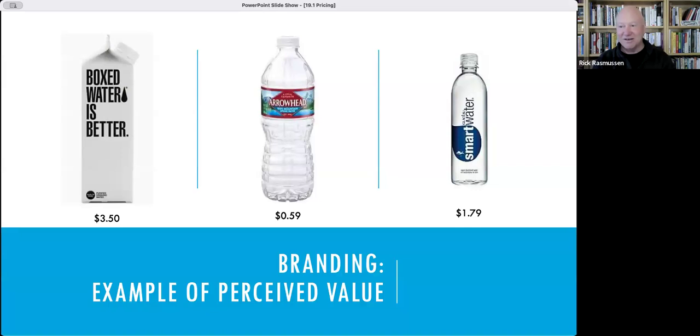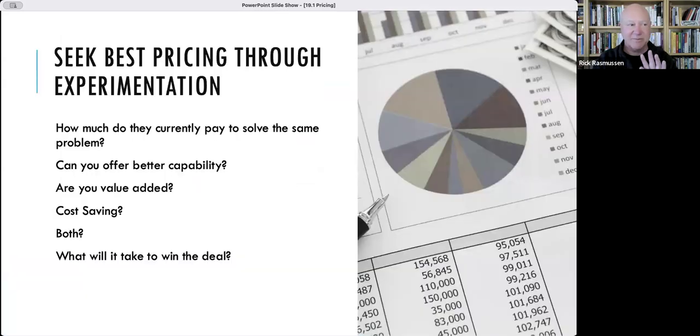Here's a fun one, customer perception. So here we go. Water's water. But which one would you buy? It's funny. A lot of my friends go, "Oh, I buy Smart Water." Well, why are you paying, what is that? Oh, over 3 times. Yeah, 3 times as much for the same thing. Boxed water. Boxed water's better. I swear. So same thing. You can do this too. So it's about marketing and perception.